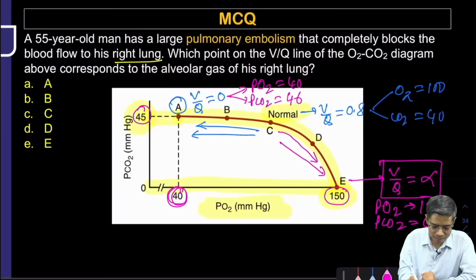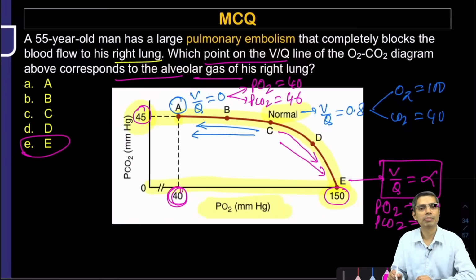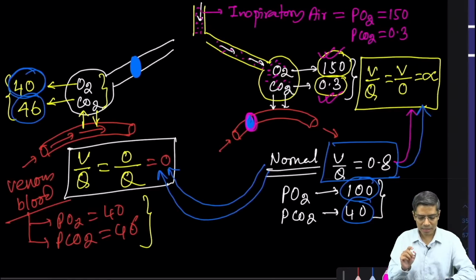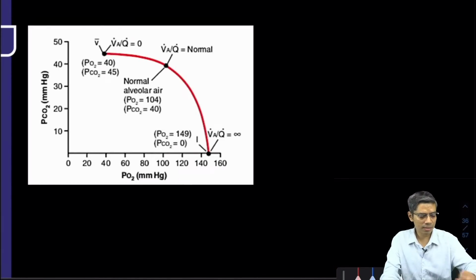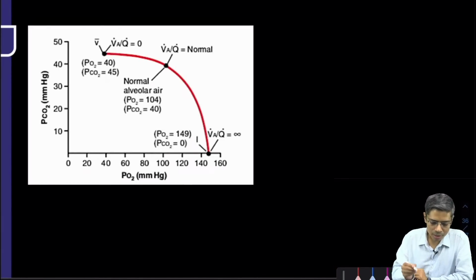So, question is, in this case of pulmonary embolism, VQ ratio of alveolar gas corresponds to which point? Your answer is point number E. And this question has been taken directly from this curve which is given in Guyton. So, look at this curve from Guyton.